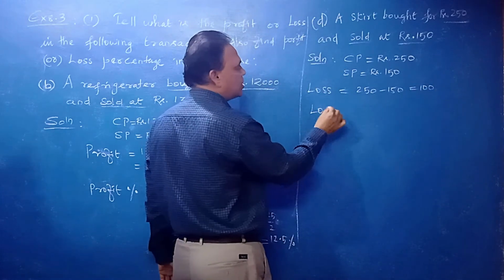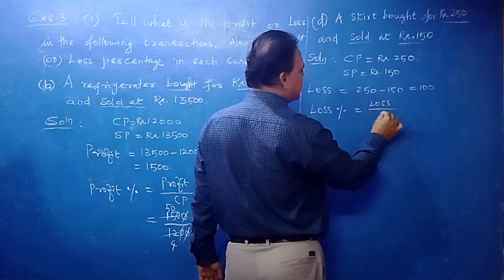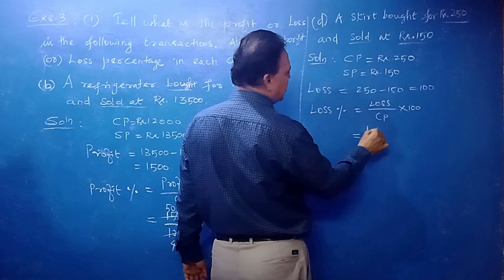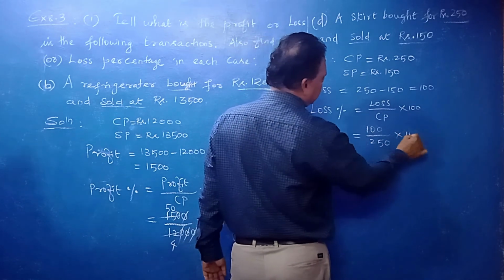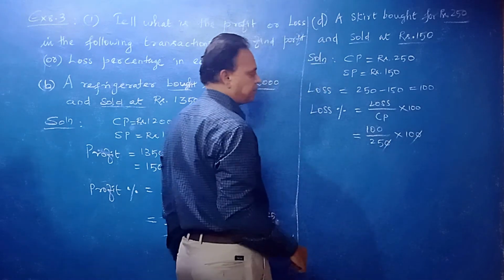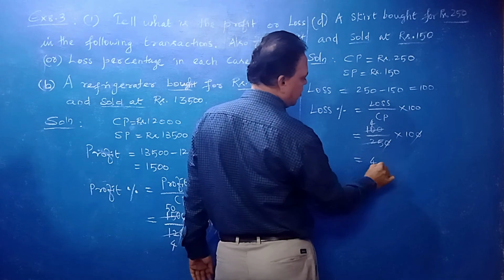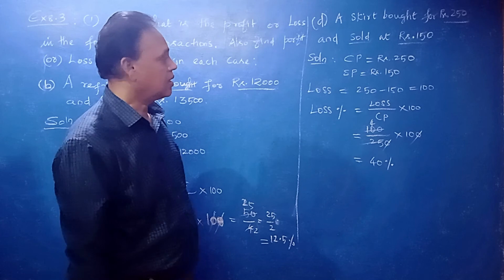Therefore, you can calculate loss percentage. Loss percentage equals loss by CP into 100. That means loss is 100 by CP is 250 into 100. So cut. In 25 table, it will go 4 times. So 40% is loss. Understand?